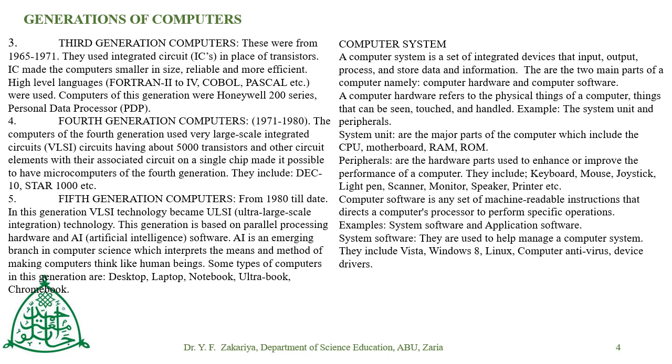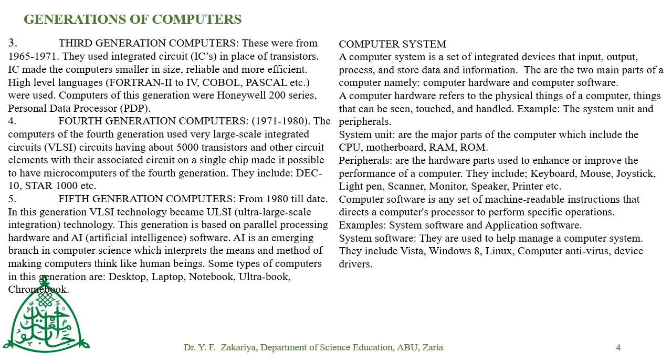The fifth generation computers came from 1980 till date. This generation used VLSI technology, which became ULSI technology. This generation is based on parallel processing hardware and AI, artificial intelligence software. Artificial intelligence software is an emerging branch in computer science which interprets the means and methods of making computers think like human beings. They include desktop, laptop, notebook, ultrabook, and Chromebook.